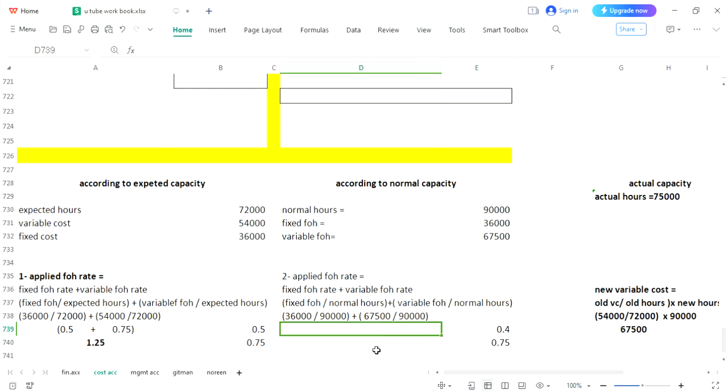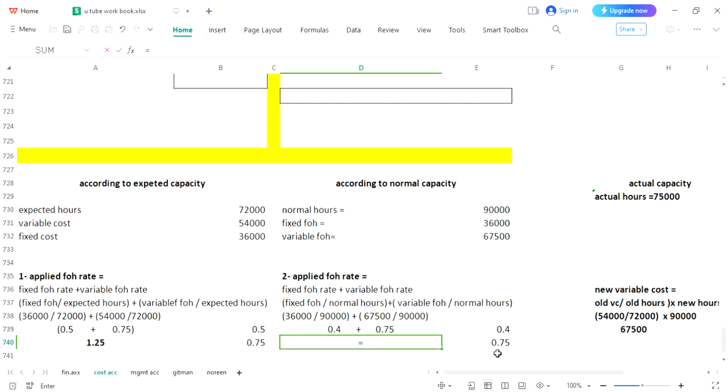It's time to put them over here. Both calculations are according to their respective hours. So fixed FH was calculated 0.4, and then we will add the second rate, variable FH rate. We have calculated over here 0.75. In this way both rates have been calculated. If you add them, we will get our applied FH rate again, but depending upon normal capacity.